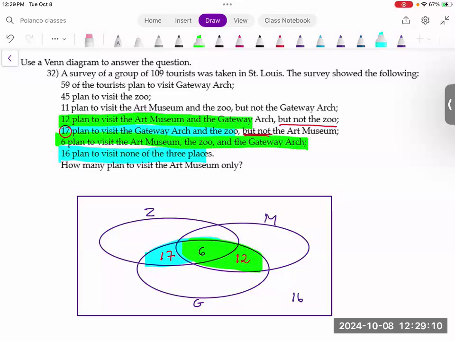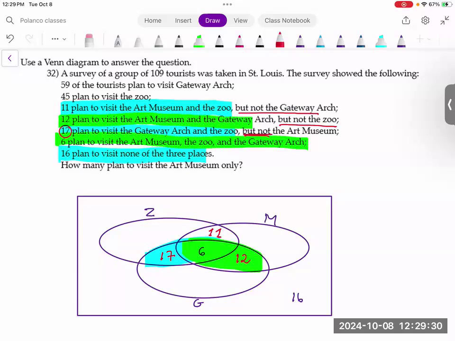And 11 plan to visit the art museum and the zoo. And again, but not the gateway arch. So that would be 11 over here, right? So far, so good? Okay.